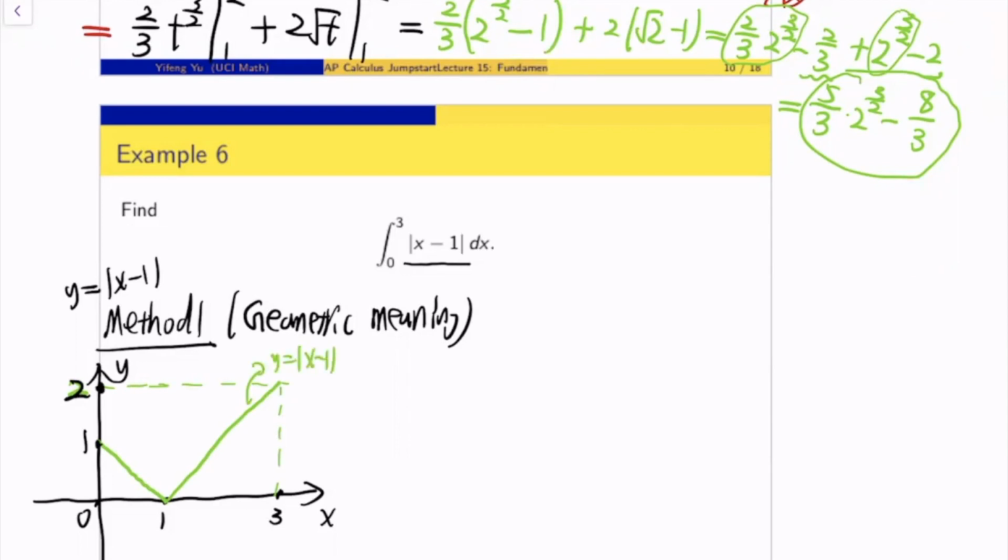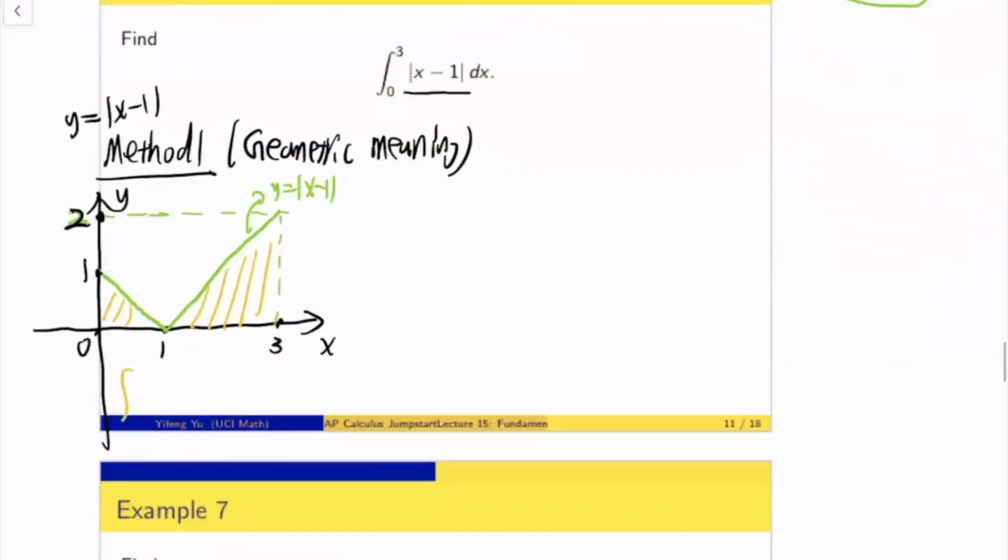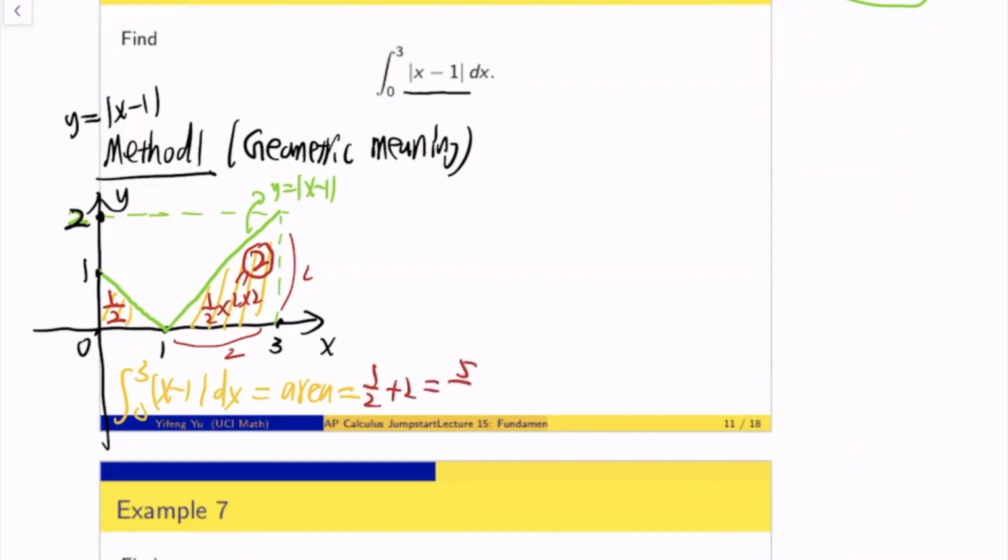Now you just want to find the area. The integral from 0 to 3 of the absolute value of x minus 1, dx, is just equal to the area. Now the area has two parts. The first part is a right triangle with legs 1 and 1, so its area is 1/2. The second part is a right triangle with base 2 and height 2, so it is 1/2 times 2 times 2, which is 2. If you add them together, 1/2 plus 2 is 5 over 2.